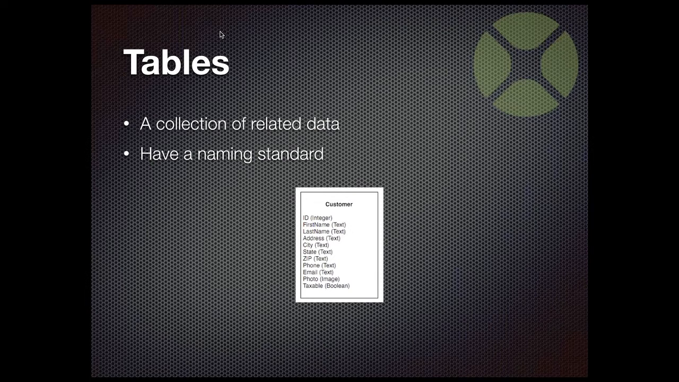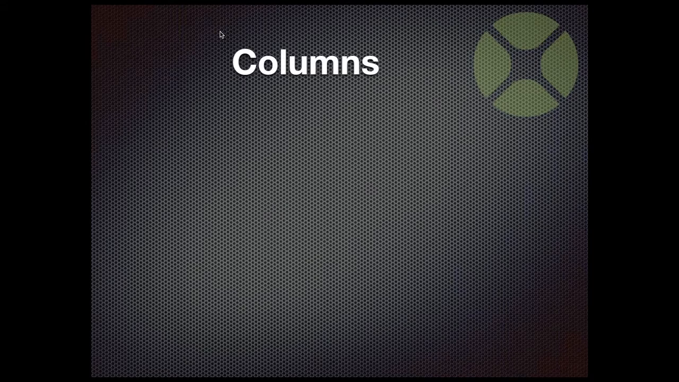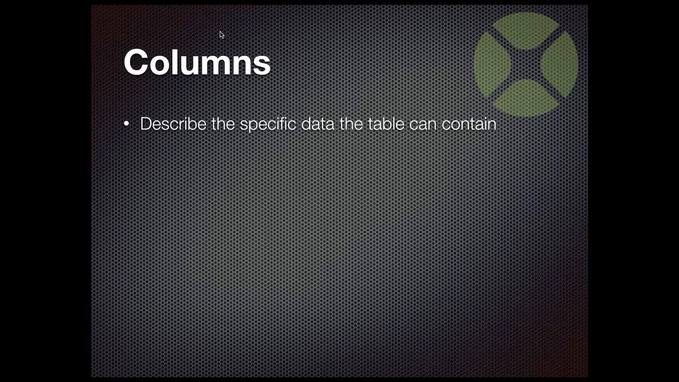Now you'll see this customer table has under the name customer a bunch of other names, and these are what's called the columns. So let's talk a little bit about that. The columns describe the specific data that the table can contain. So the table being the name of the collection, the columns are the specific pieces of information.